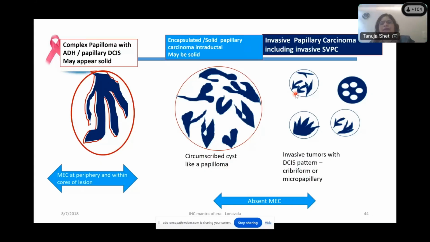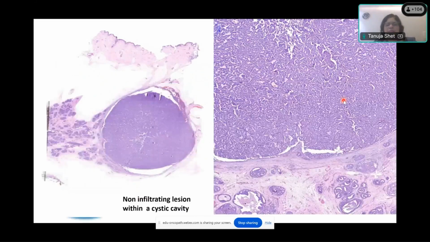The third variety is a papillary carcinoma that looks like DCIS, and you will really miss it as DCIS unless you do myoepithelial markers, and you will realize that there are no myoepithelial cells within the entire lesion. So let's look at a couple of cases.